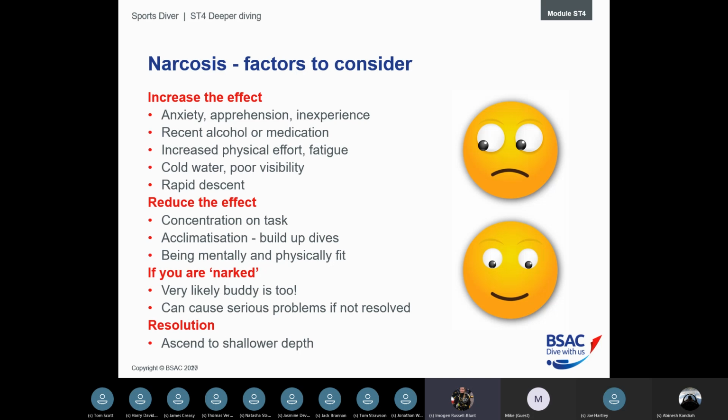Obviously, it's not great anyway. If you feel like crap and you're at 20 meters and you need to chunder, then it's probably not the best place to be anyway. And then if you've got nitrogen narcosis to worry about, it's just not worth it.